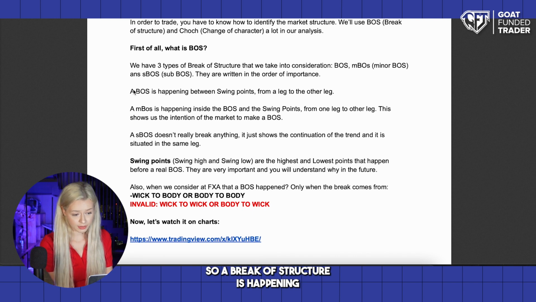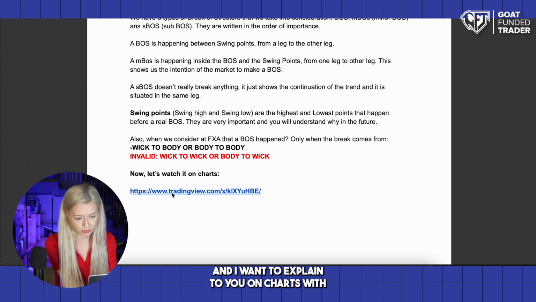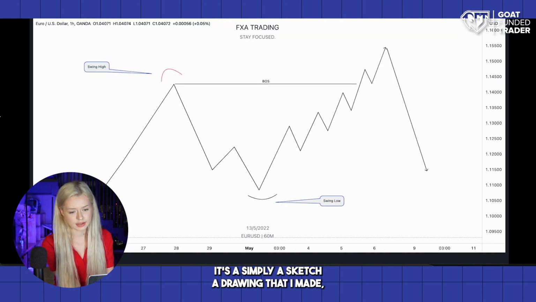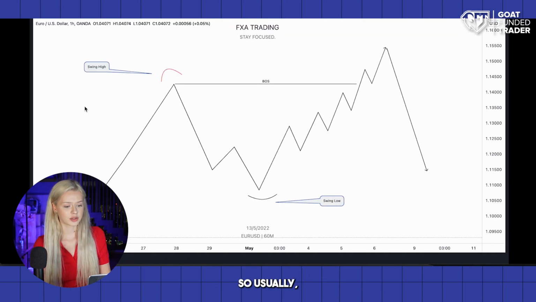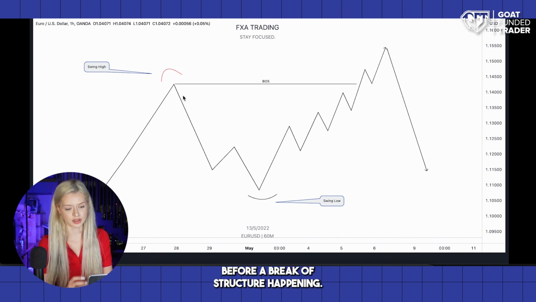So a break of structure is happening between swing points from a leg to the other leg. And I'm gonna explain to you on charts as well. Let me see what chart I offered there. It's simply a sketch, a drawing that I made. So usually the swing points are the lowest and the highest points on charts before a break of structure happening.